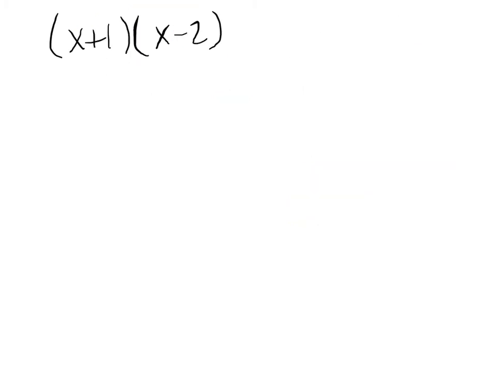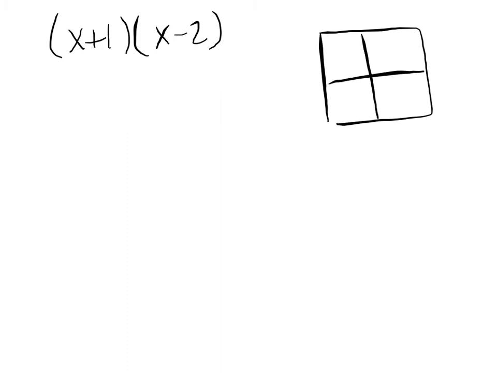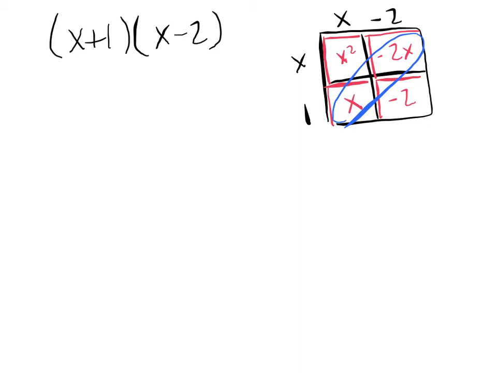Here's another area model that would need 4 squares in it. So one side of our rectangle would be x and 1, and one side of our rectangle would be x and -2. Let's find the areas of each of those smaller rectangles. You get x squared, -2x, 1x, and -2. When you combine those like terms in the middle there, we'll end up with x squared minus 1x minus 2.